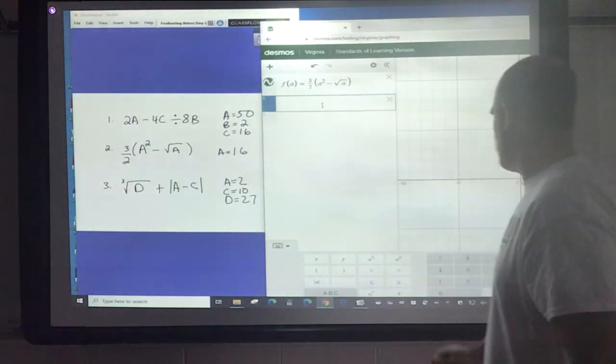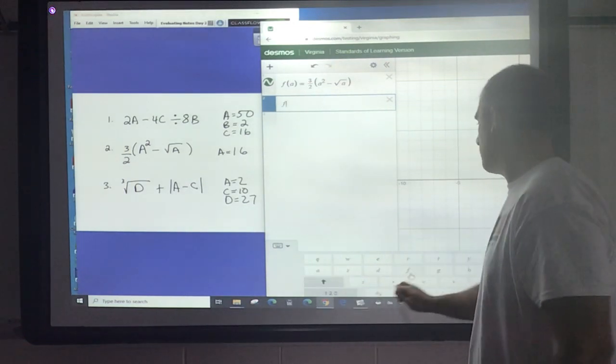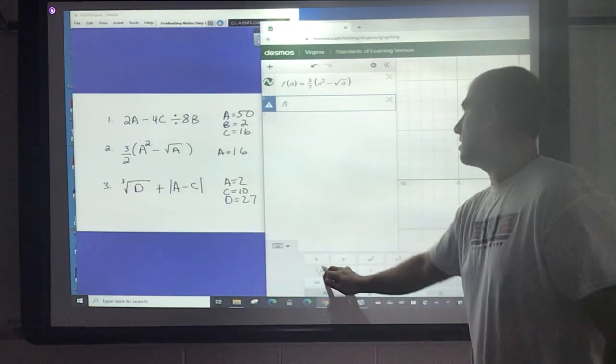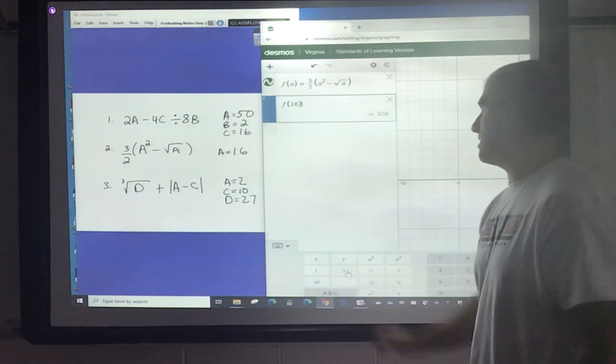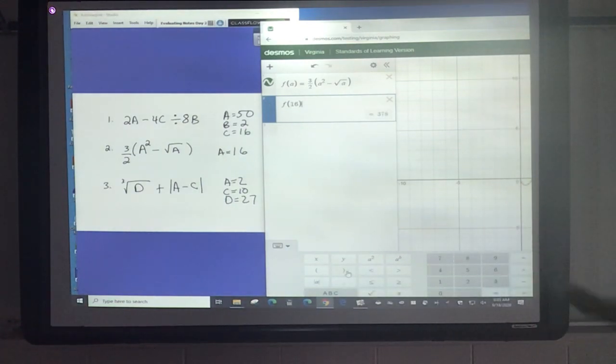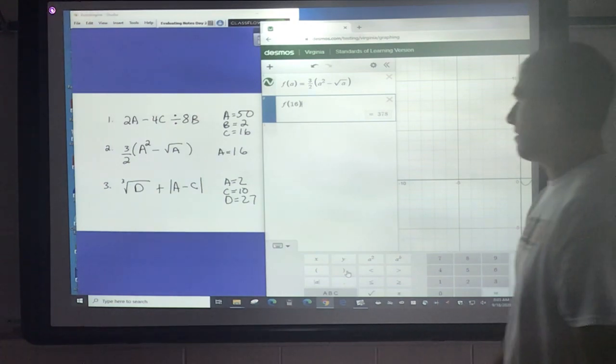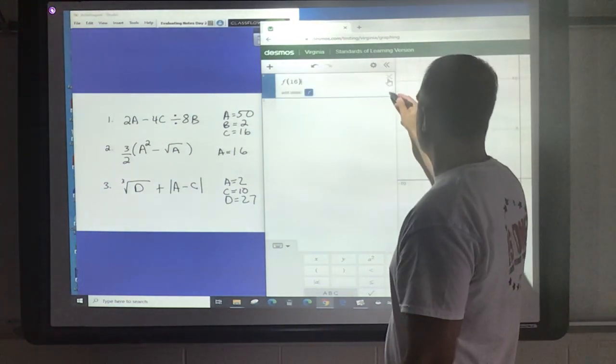The next one I'm just going to do the function, parenthesis, A is 16. So real easy, that's going to be 378. All right, let's go to the third one.